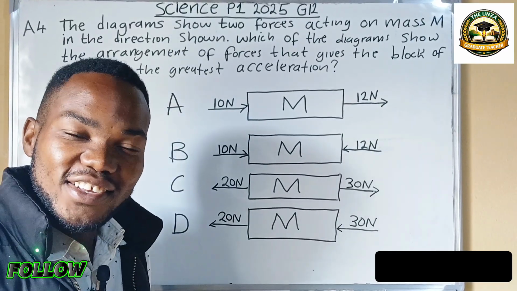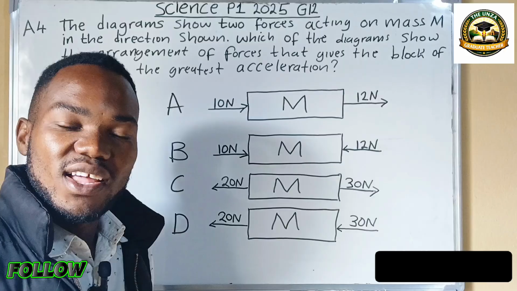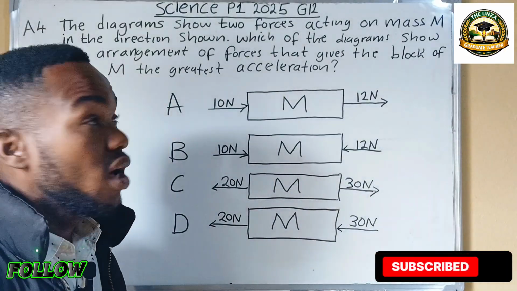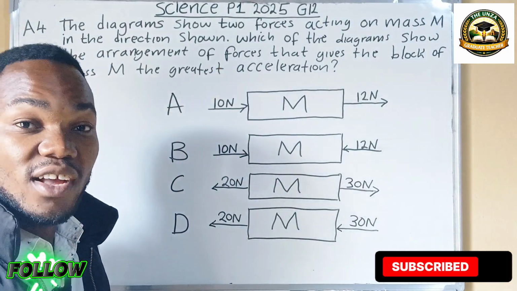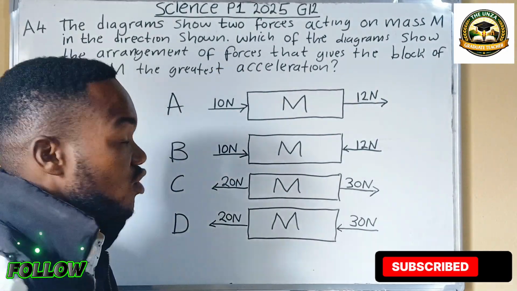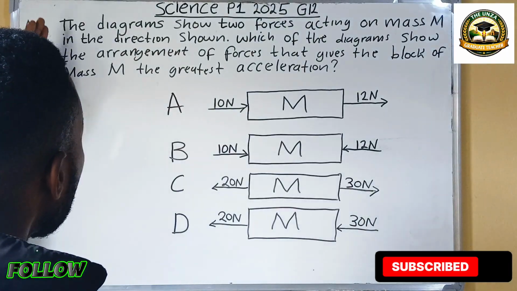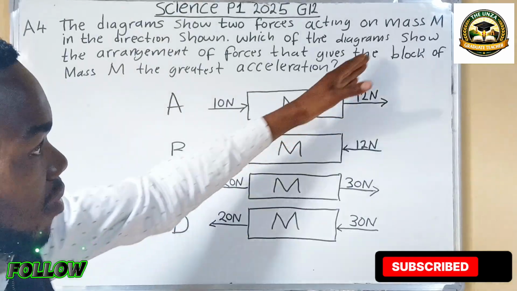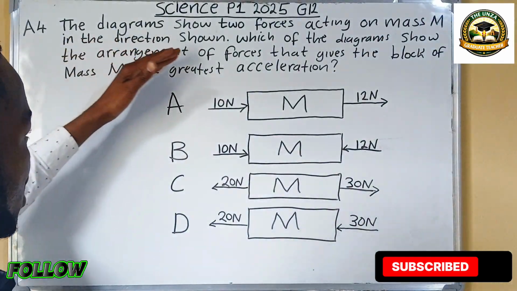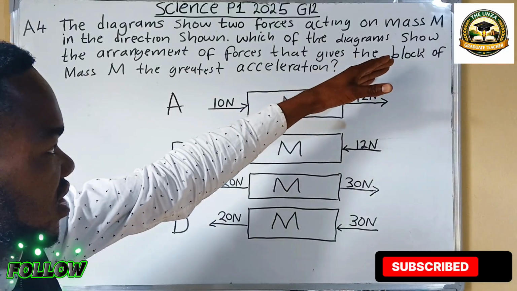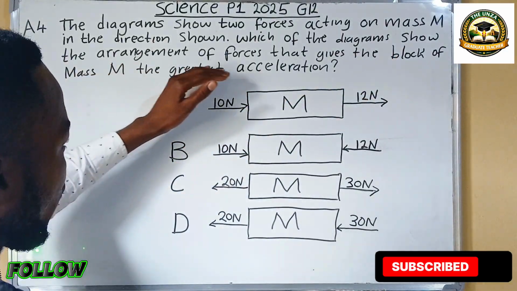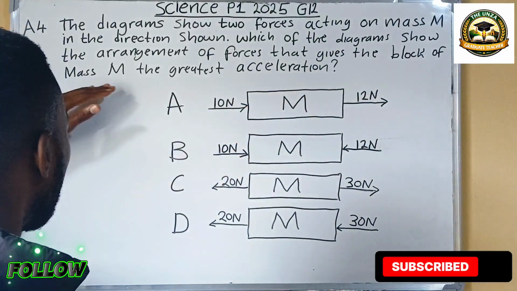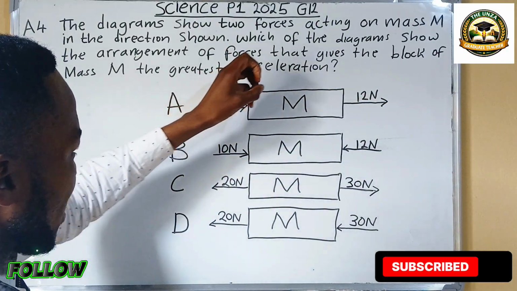In today's lesson, guys, we are looking at the question which came in Science paper 1, question 4, 2025 G12 exam, the paper they wrote last year. So the question was as follows. The diagrams show two forces acting on mass M in the direction shown. Which of the diagrams shows the arrangement of forces that gives the block of mass M the greatest acceleration?